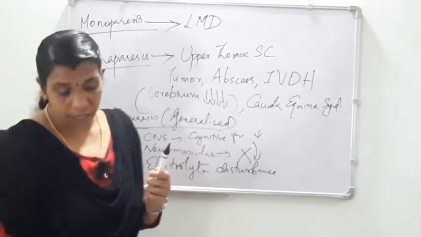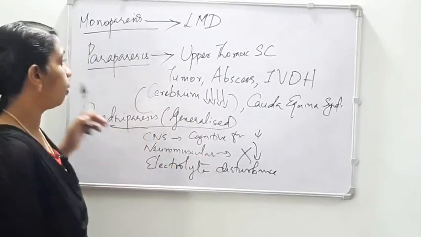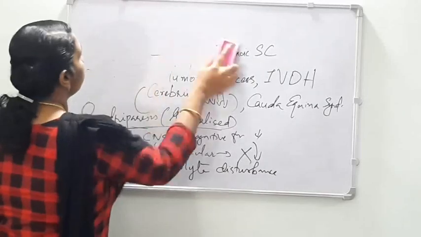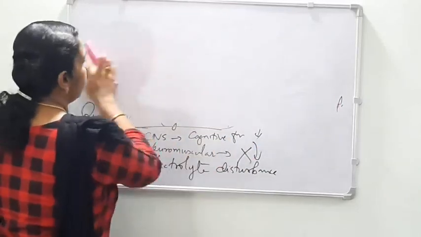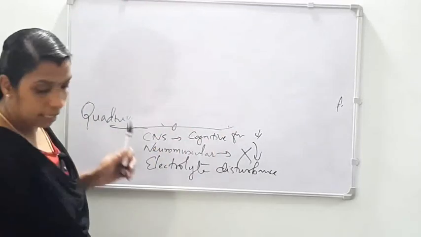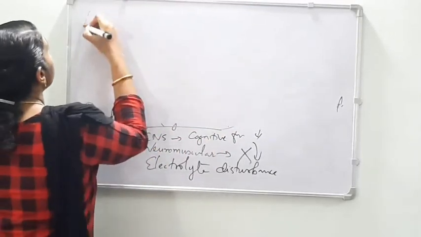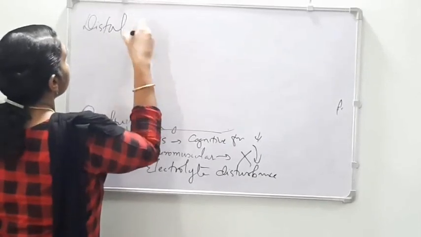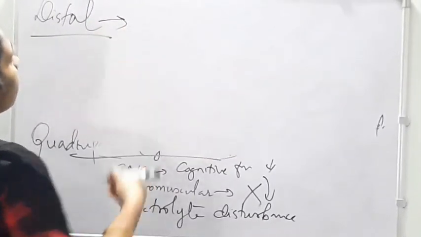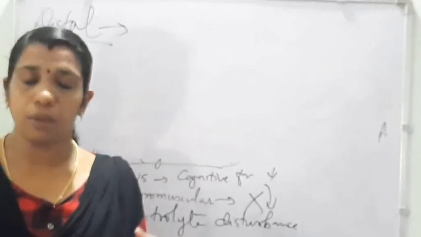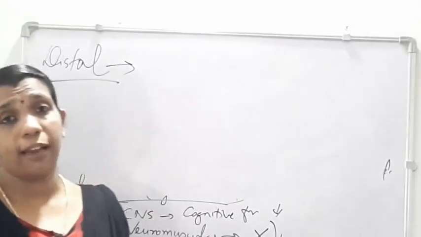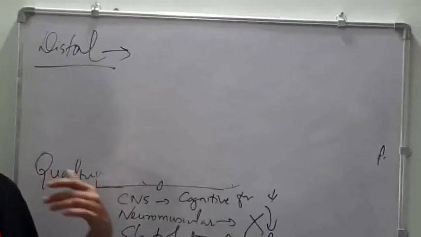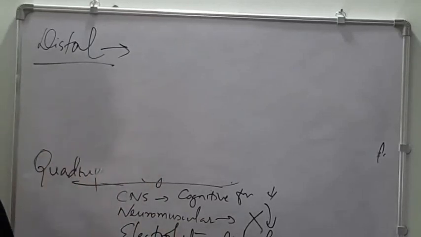Then there is something known as distal weakness and proximal weakness. So what is distal weakness? Distal weakness means in both the extremities, upper and lower, the distal part weakness will be there. There is no defect within the girdle muscles. Apart from the girdle muscles, distal weakness will be there.